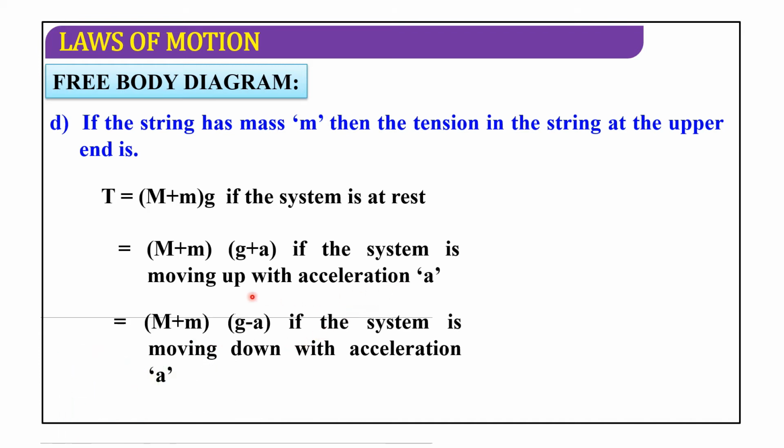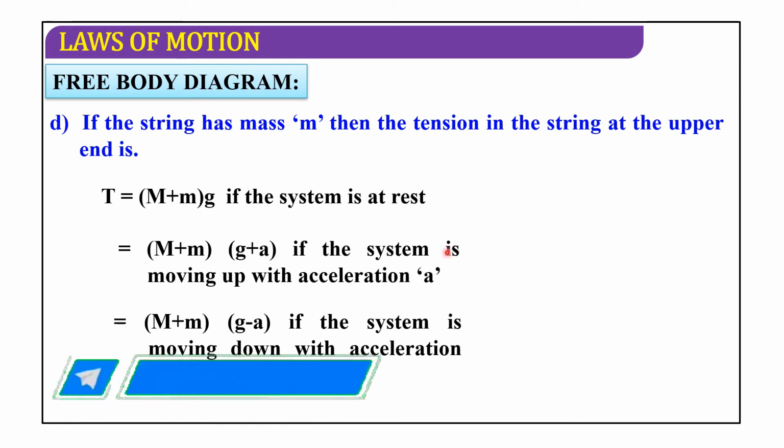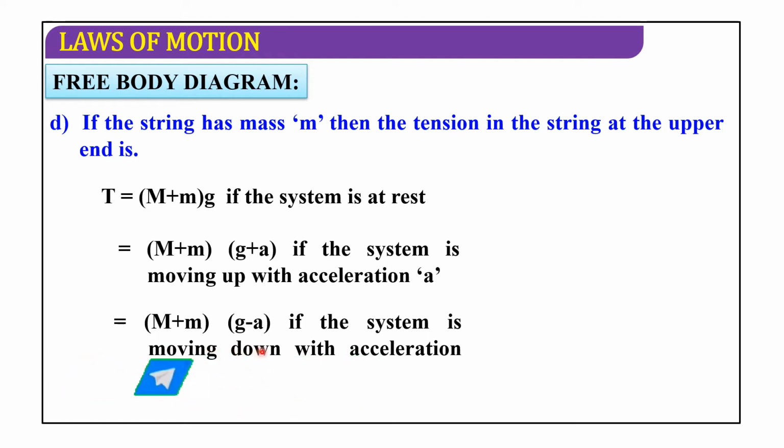If the system is moving upwards, (M plus m) into (g plus A). If the system is moving down with the acceleration A, (M plus m) into (g minus A). When it is moving up, tension T is (M plus m) into (g plus A). When it is moving downwards with the acceleration A, then the tension in the string T is equal to (M plus m) into (g minus A).